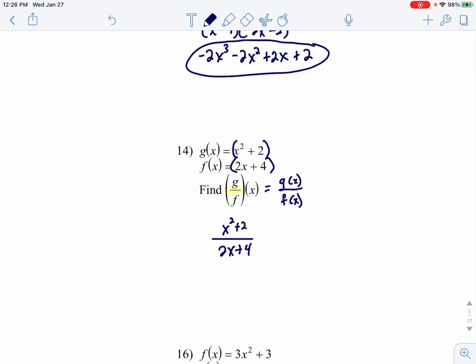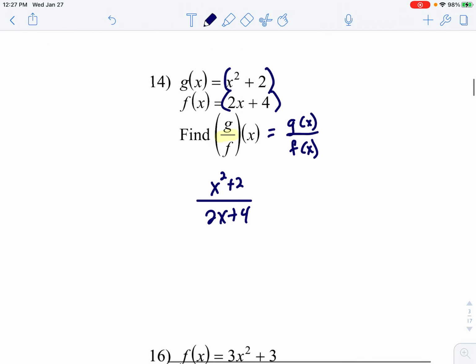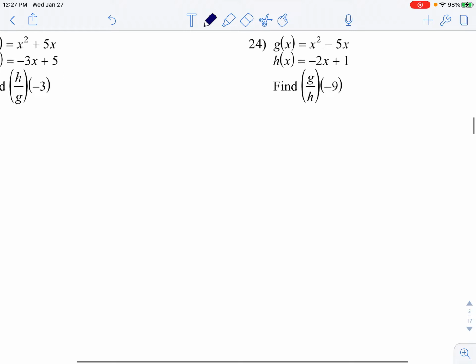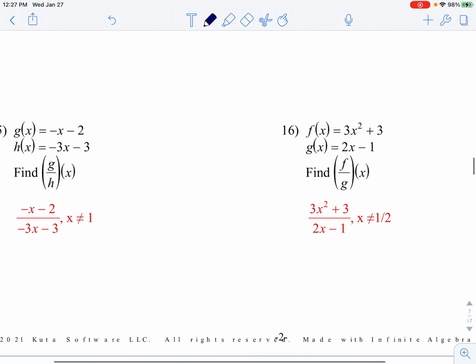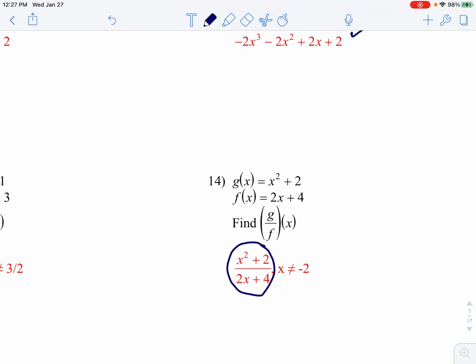I mean, we could do the long division or synthetic division, but you don't have to in these problems like we did in the last unit. You just leave your answer like this. Now let me go down and check number 14. There it is. There's this part of the answer, but then there's also that. So this is what we called the domain restriction.